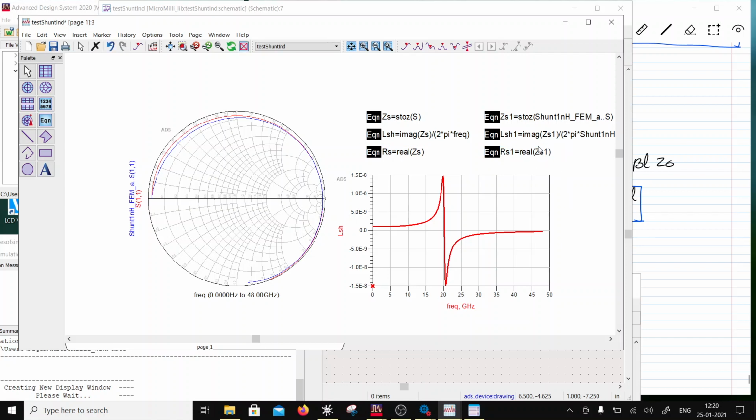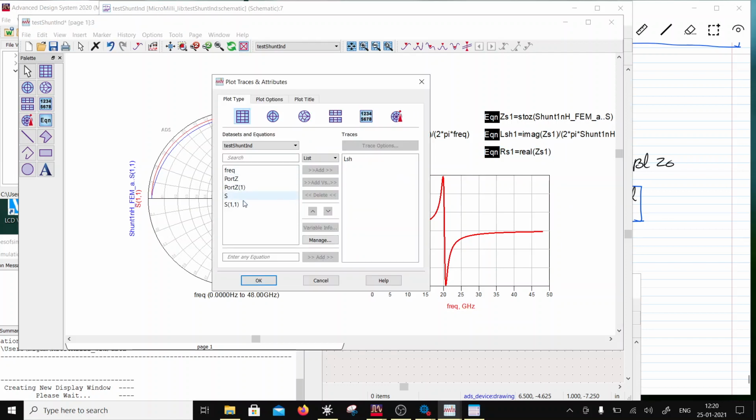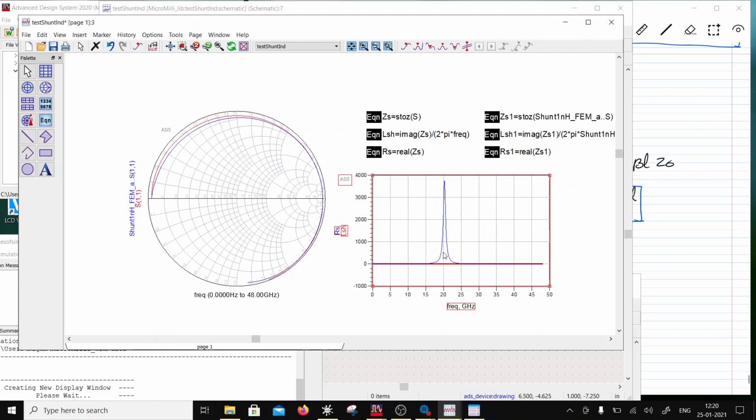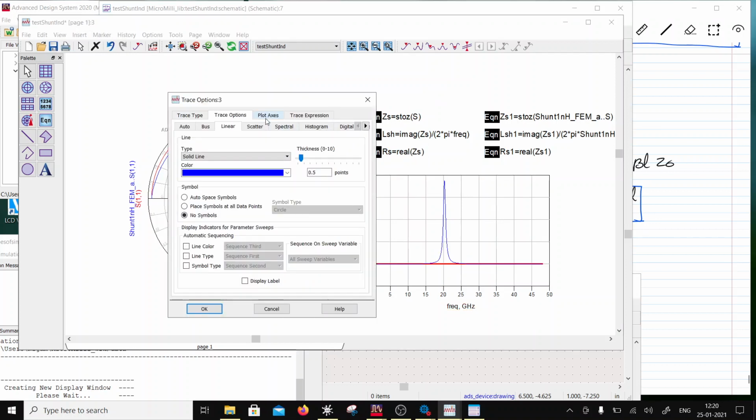Now these are equivalent to, so let's put here first of all RS. This is the model. Let's put this on the right side axis.